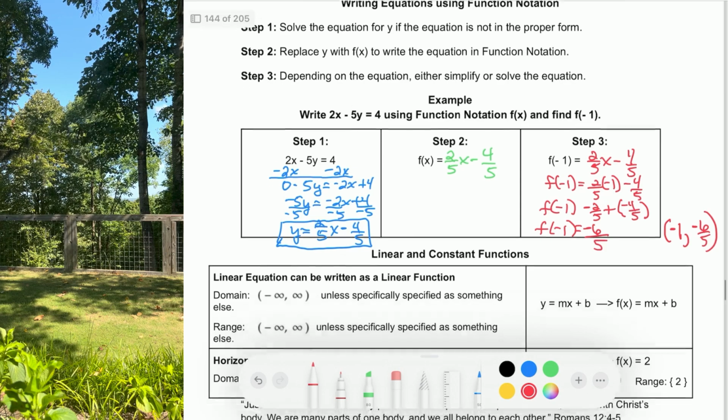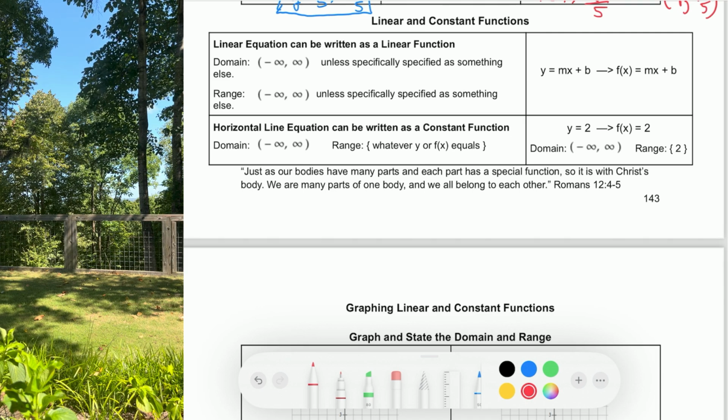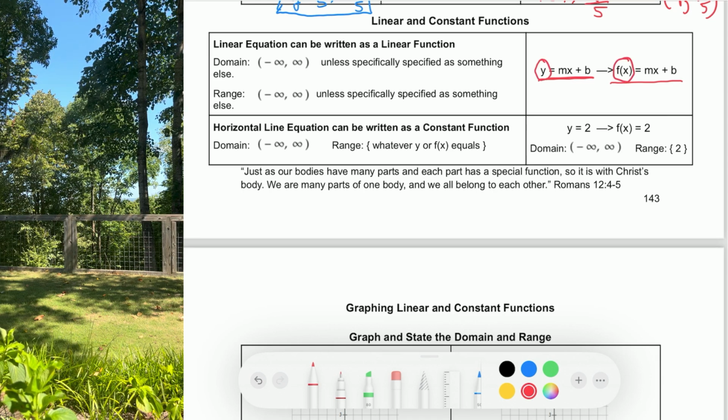And that's our answer. All right, linear and constant functions. A linear equation can be written as a linear function. Domain: negative infinity to positive infinity, unless specifically specified as something else. The range is the same thing unless specifically specified as something else. So your range will always be this, your domain will always be this, unless they tell you it's something different. Over here, y equals mx plus b is exactly the same as f of x equals mx plus b. The only thing that they changed was they switched out the y for the f of x so that it would be a function.